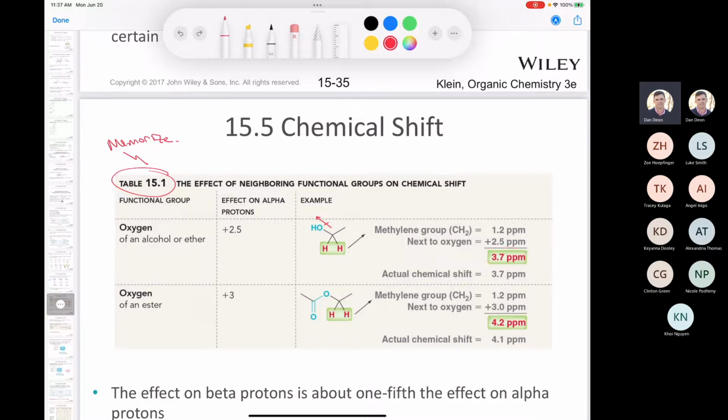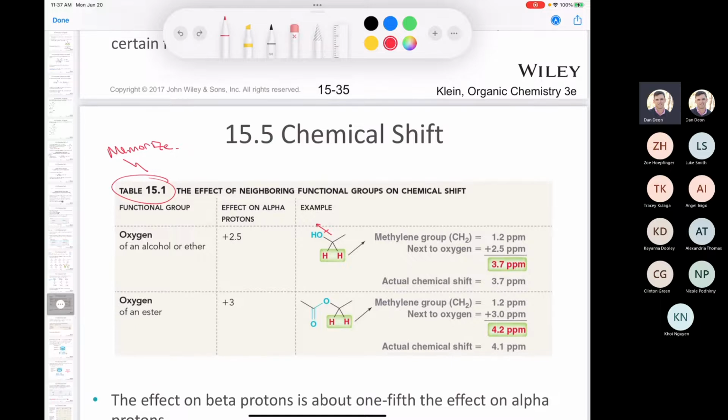And if you look at the actual chemical shift of those protons in ethanol, which is this molecule here, they are actually 3.7. So you can see the prediction is pretty good. Now, if your protons are next to the oxygen of an ester, and I mean the sp3 hybridized oxygen of an ester, and that's the only place they could be, then you increase the chemical shift by 3 parts per million.